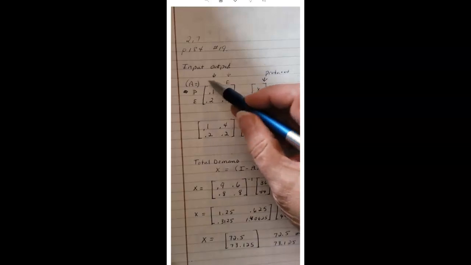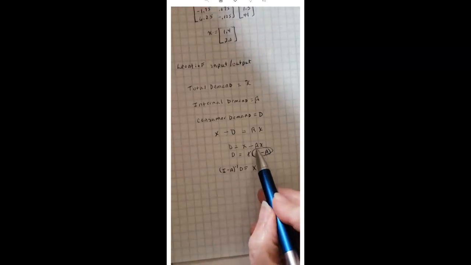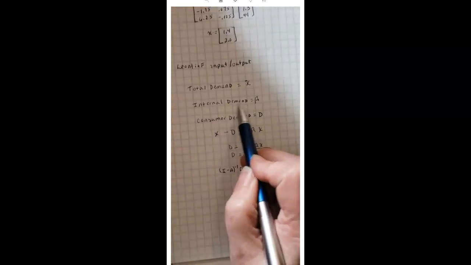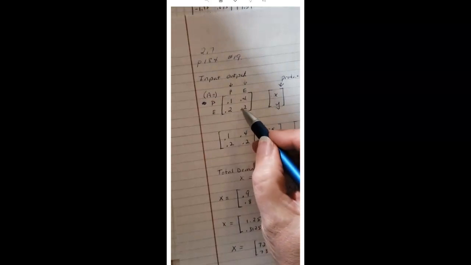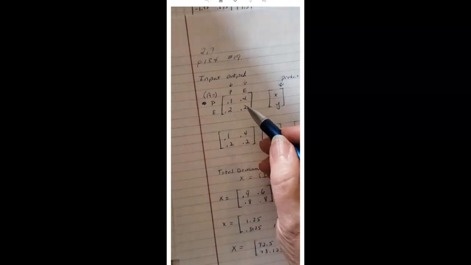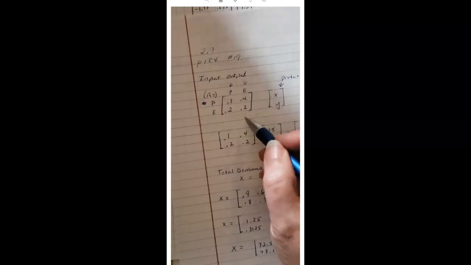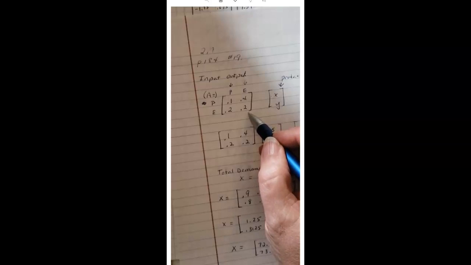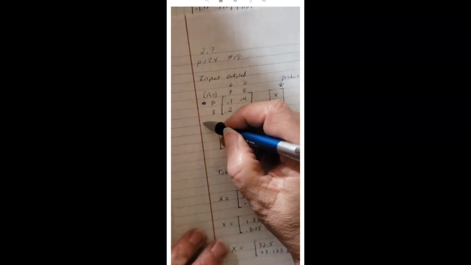So here's what we call A, our internal demand, is this matrix right here. There's our internal demand. So it says on question 19, part A, write out the input and output matrix of this particular problem. So here it is. This is the answer for part A of the problem.